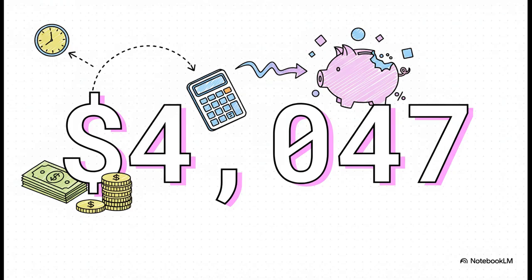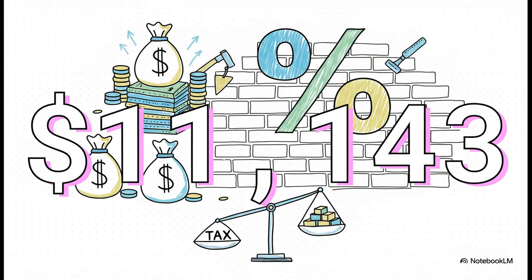Now the money spills over into the next one, the 12% bracket. So all the income they earned between $11,000 and $44,725 gets taxed at this rate. That adds another $4,047 to their tax bill. You see the pattern here, right? We're just filling the buckets one by one. Now for bucket number 3, their income up to $95,375. That chunk falls into the 22% bracket, which adds another $11,143 in tax.